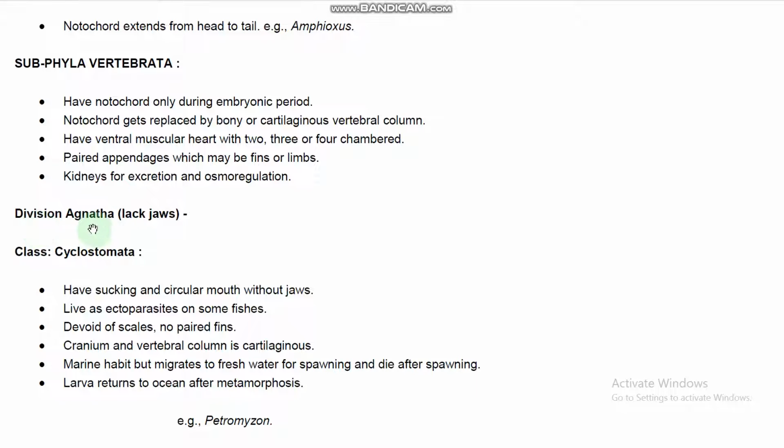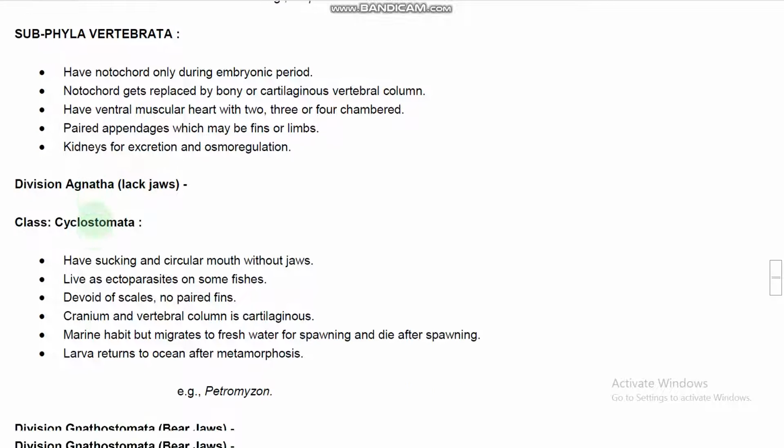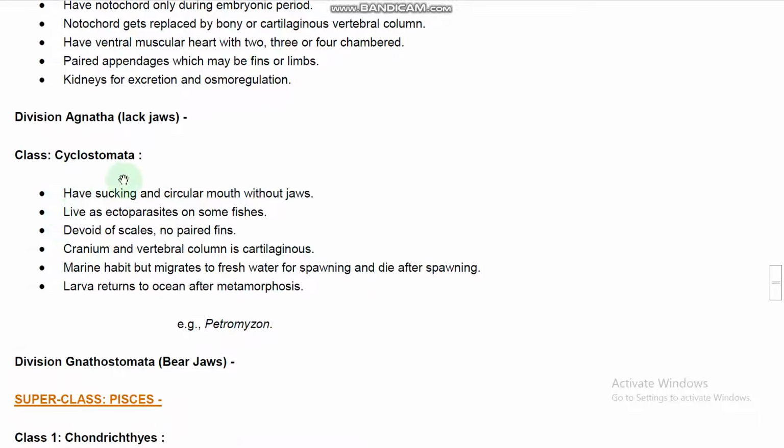So, division Agnatha. Vertebrates are divided into two main divisions, Agnatha and Gnathostomata. Agnatha: without jaws. Gnathostomata: with jaws, jawed organisms. So Agnatha consists of class Cyclostomata. Cyclo means round shape, and stomata means mouth. Round shape mouth is present.